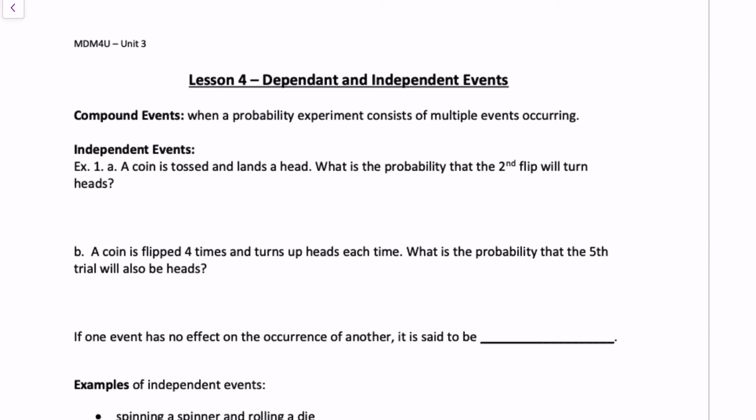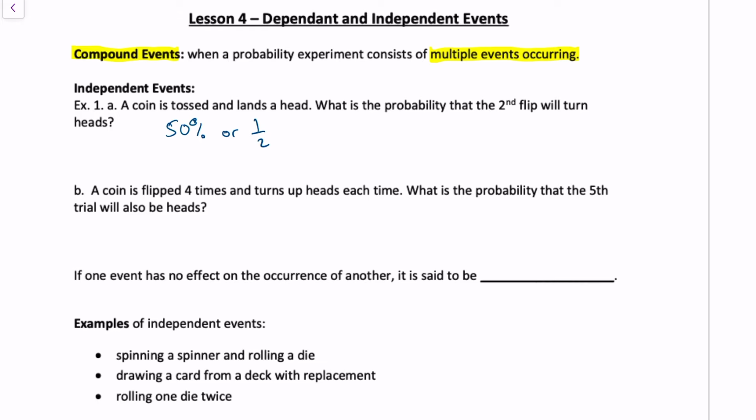So compound events we talked about already, and that's when you have multiple events occurring within one overall event. So if you tossed a coin multiple times, for example. And in some situations with probability, like tossing a coin, let's say a coin is tossed and lands heads, what's the probability that the second flip will also turn up heads? Well, the first flip is 1/2, obviously, it's 1 out of 2 chances, and then the second flip's the same thing, where it's 50% or 1/2. This is what we would call an independent event.